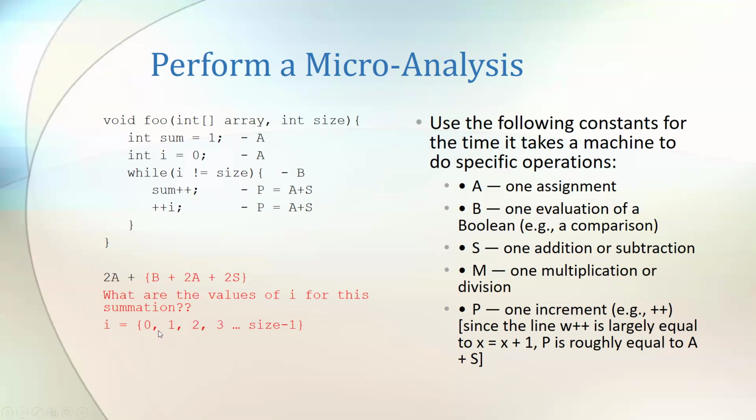So the values of i are 0, and then 1, and 2, and 3, all the way to size minus 1. So how many things are in this set? Size, right? Because 0 counts as 1, and then i equals 1 is the second time it runs, i equals 2 is the third time, yada yada yada, going down. So the number of values of i is obviously size values. Therefore, the total time of this piece of code is 2a plus size times the sum of the times in the loop.